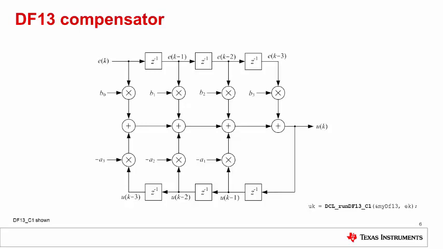In this slide, we see one of the DCL compensators. In this case, a 3-pole 3-zero compensator called DF13. The name comes from the compensator structure, which in this case is a direct form 1 filter of third order, hence DF13. In the context of the DCL, the terms controller and compensator are used interchangeably.